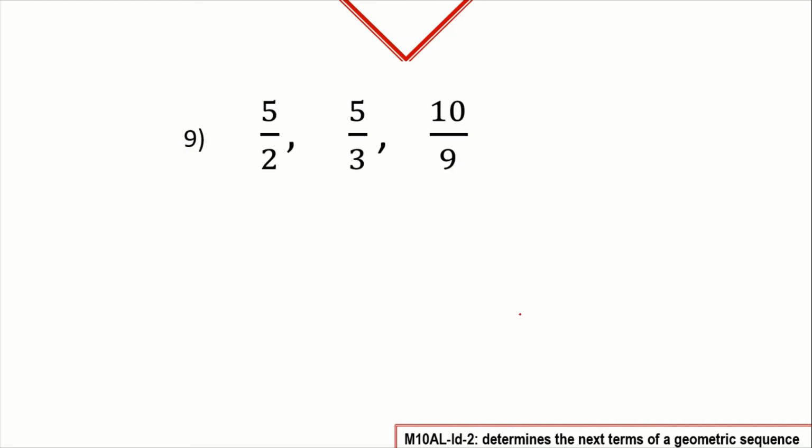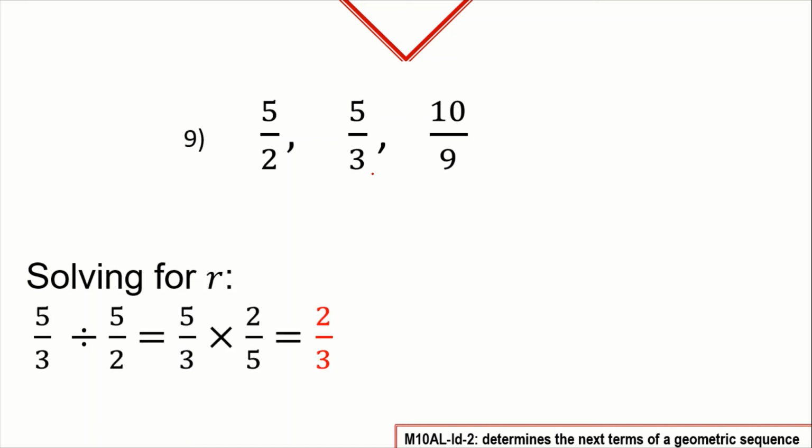Number 9, 5 halves, 5 thirds, 10 over 9. Kunin ulit natin ang common ratio. So, pili lang kayo. Alin man dyan. Second to first or third to second. So, try natin pareho. We have second term divided by the first term. 5 thirds divided by 5 halves.